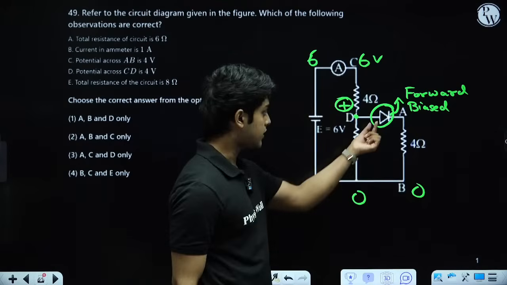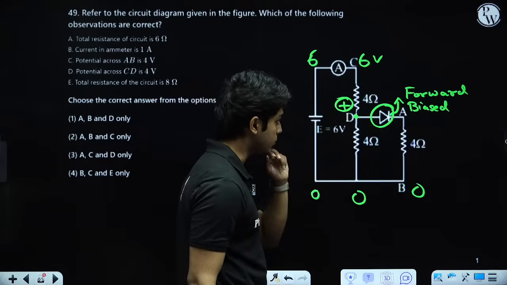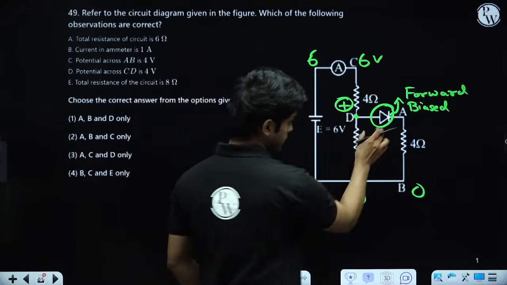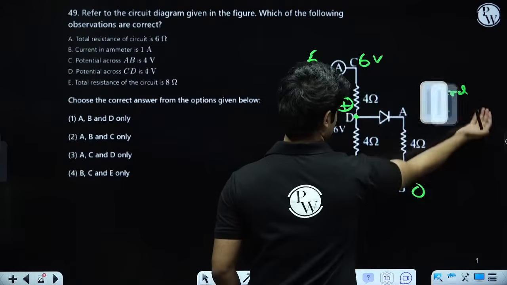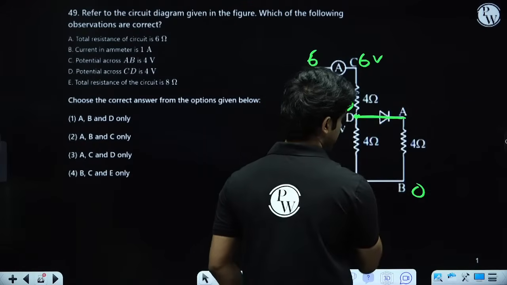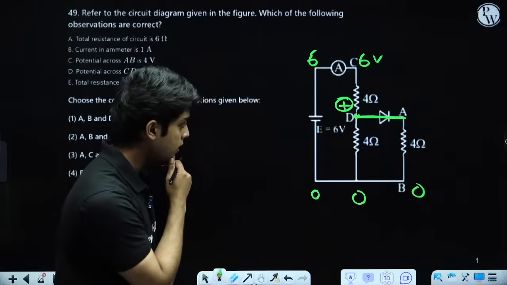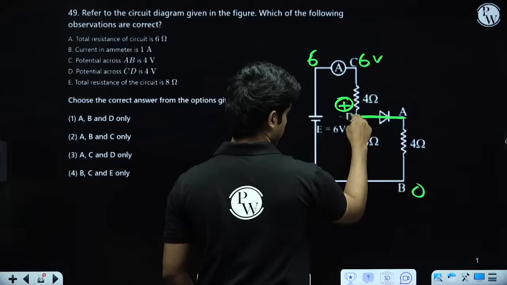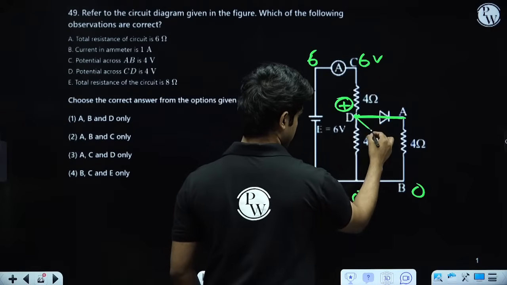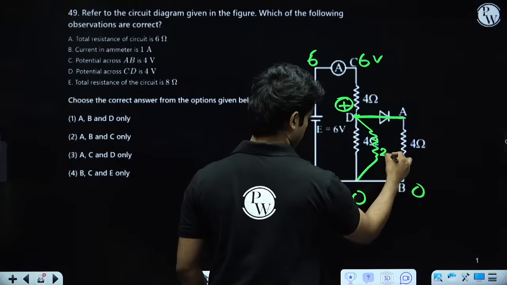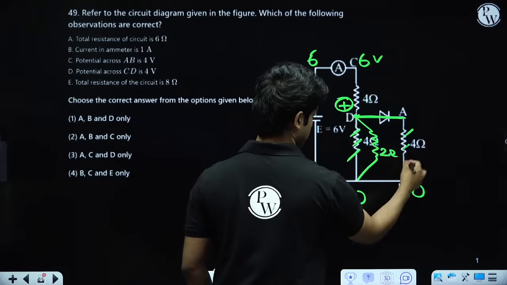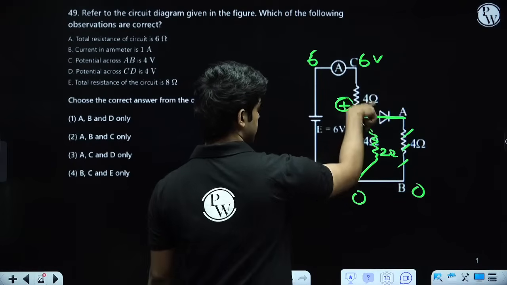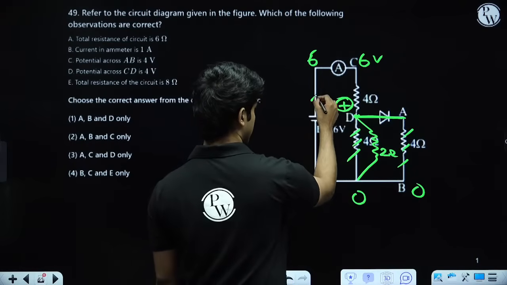So how to check that? The triangle is basically connected to a higher potential. That's forward biased, right? So the diode is forward biased, which means it will allow the flow of current. So essentially you can just imagine this as a conducting wire itself. So we have 4 and 4 in parallel, so that will become 4 by 2. So a 2 ohm resistance here. Just imagine this like a 2 ohm and ignore the other two. 2 and 4 in series will make it 6 ohm. 6 ohm, 6 volt, current will be 1 ampere.